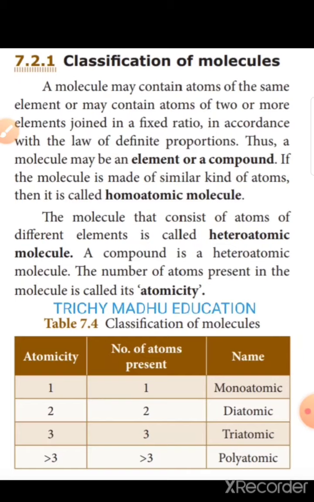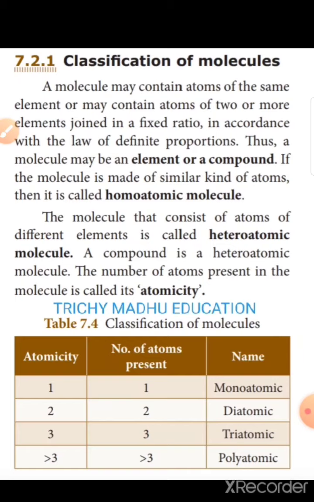If the molecule consists of atoms of different elements, it is called a heteroatomic molecule. A compound is a heteroatomic molecule. The number of atoms present in the molecule is called its atomicity.